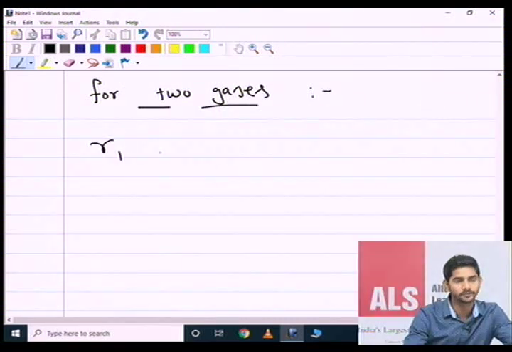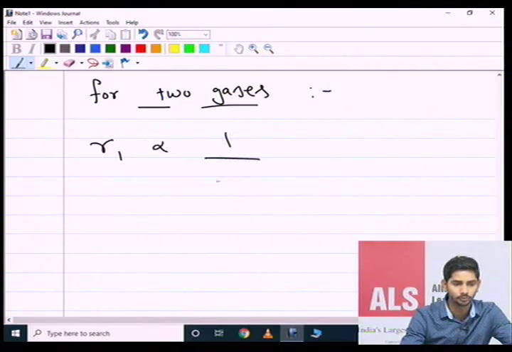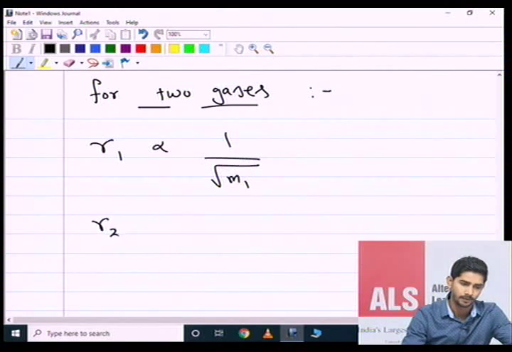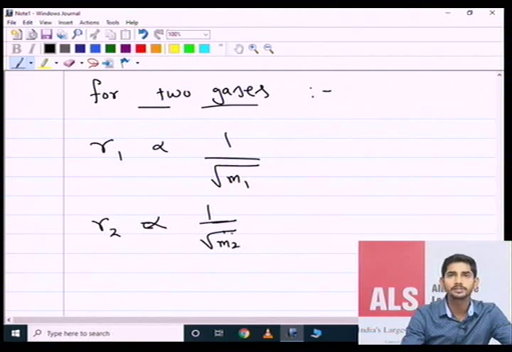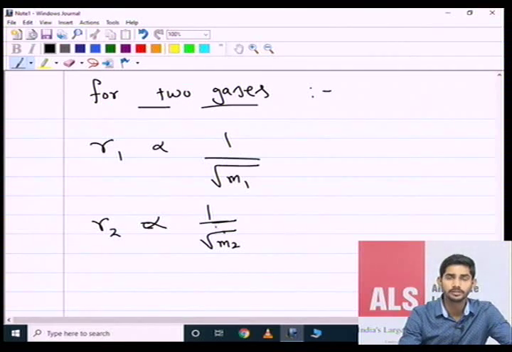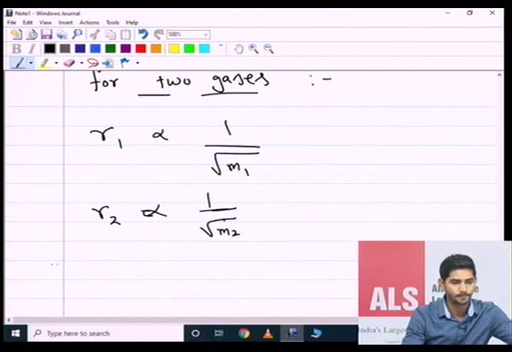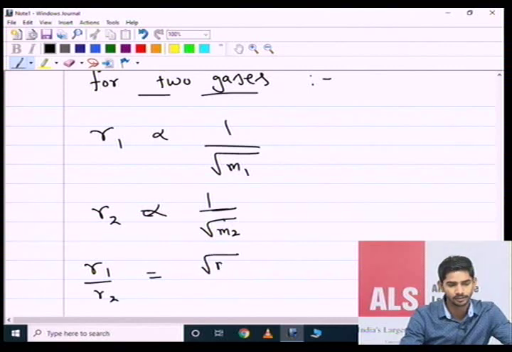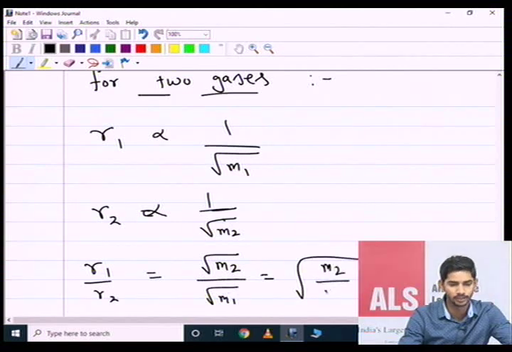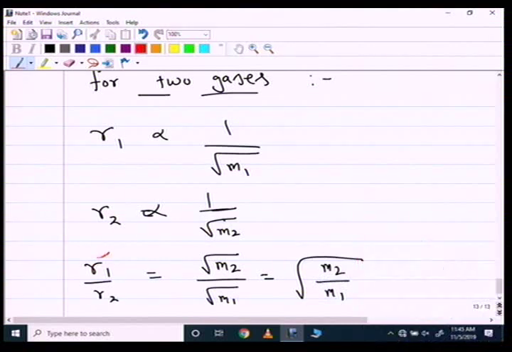Let's say suppose we have got gas 1 whose rate of diffusion is R1 and it would be proportional to under the root M1. Another gas is proportional to under the root M2. Obviously, if I remove the proportionality sign, I'll have a proportionality constant that will get cancelled out if I divide these two. So look at this. I have divided R1 with R2. So what will I get? Under the root M2 upon under the root M1. And this can be written like this. Under the root M2 upon under the root M1. Very useful formula.